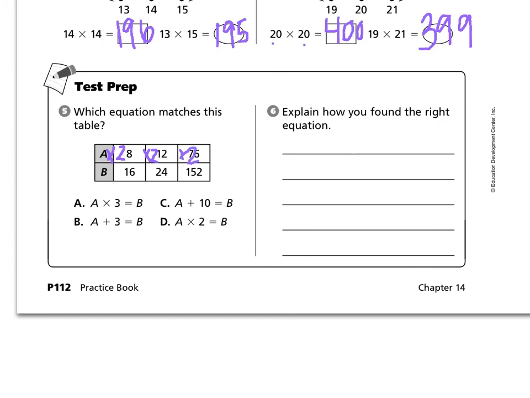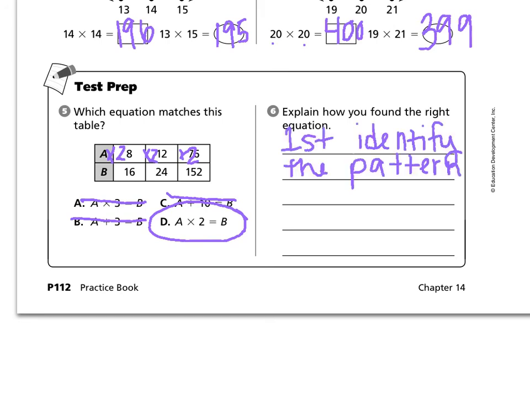So I know that you would take A times 2 in order to get B. And you know that the ones with 3 in it are not going to work, as well as the one with 10. But you can see that letter D is exactly what we were thinking. You can explain how you found your answer by first identifying the pattern. Once you have identified the pattern, you can write your equation.